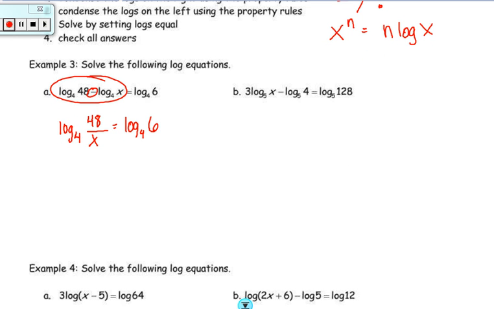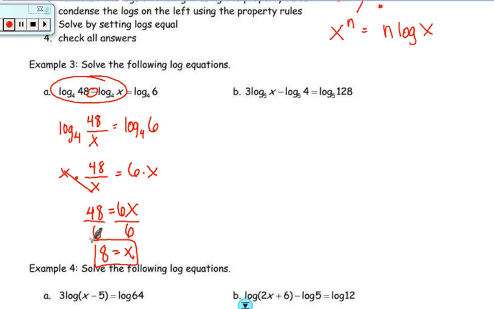Well, now that I have a single log equal to a single log, and they're both log base 4s, what I'm taking the log of can be set equal to each other. So 48 over x equals 6. We need to solve this for x. So I need to get rid of this fraction. I'm going to multiply both sides by x. So 48 equals 6x. Dividing both sides by 6 gives me x equals 8. 48 divided by 8 is 6.